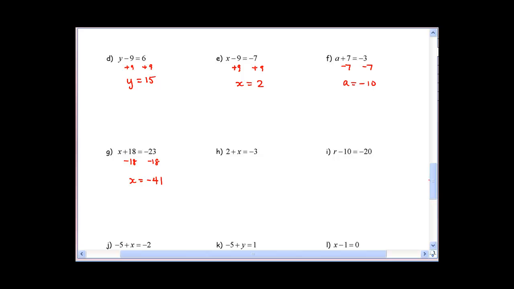Okay, now H might be a little bit different because you have the order messed up. But once again, the goal is to isolate x. So this is like a positive 2. So we're going to have to subtract the positive 2. And you get x equals negative 5.